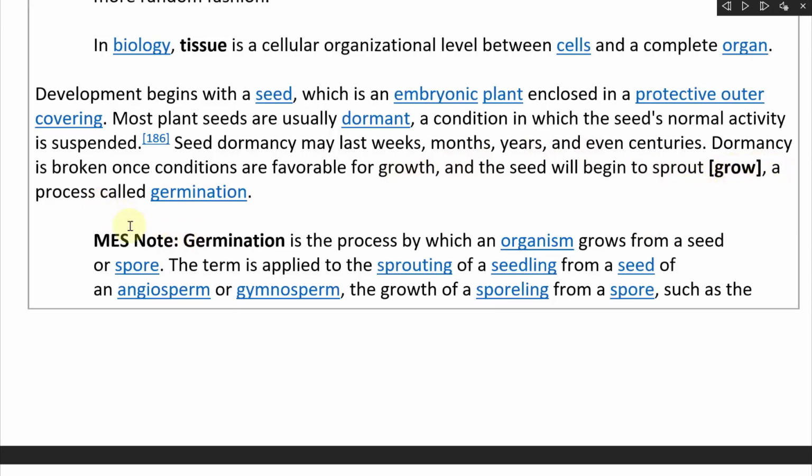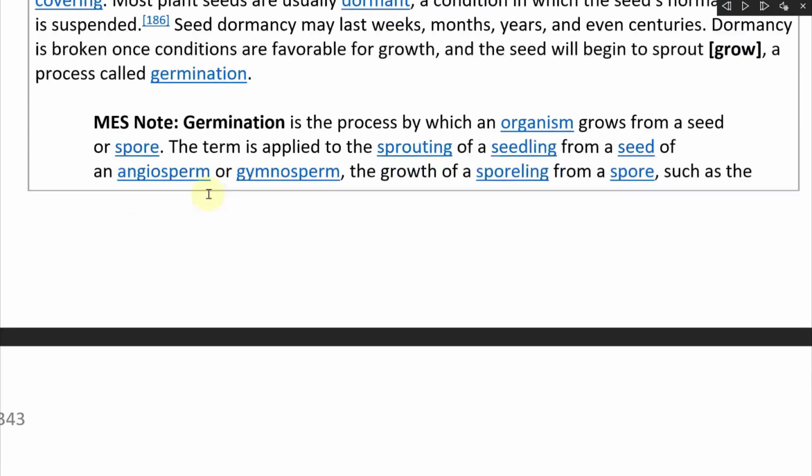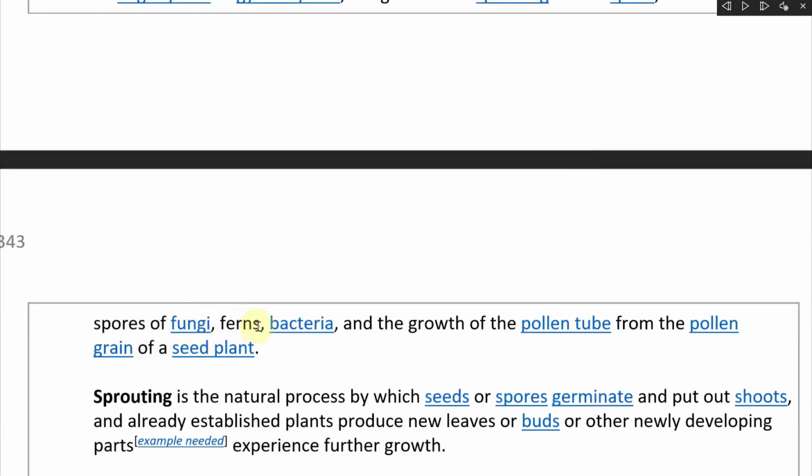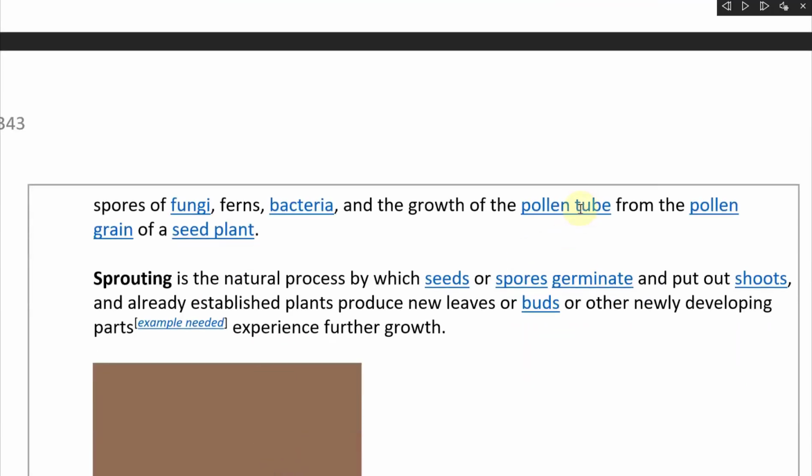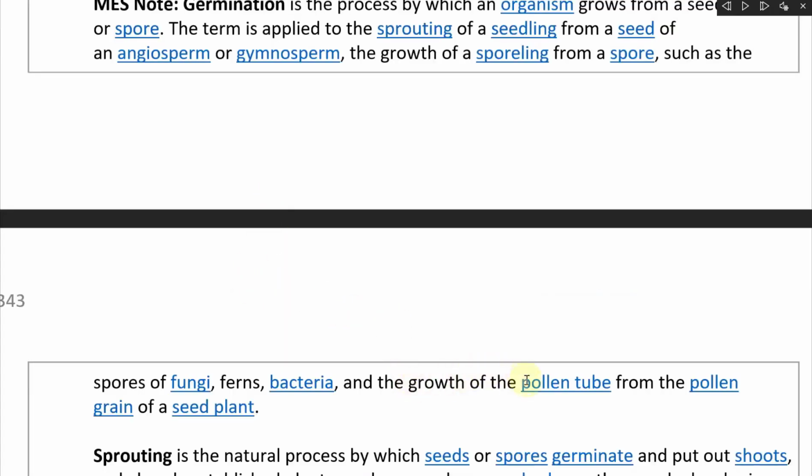This is a process called germination. Germination is the process by which an organism grows from a seed or spore. The term is applied to the sprouting of a seedling from a seed of an angiosperm or gymnosperm, the growth of a sporeling from a spore, such as the spores of fungi, ferns, and bacteria, and the growth of the pollen tube from the pollen grain of a seed plant.